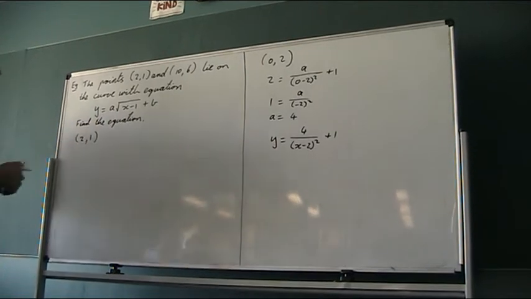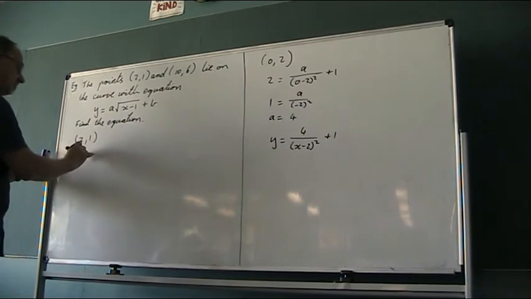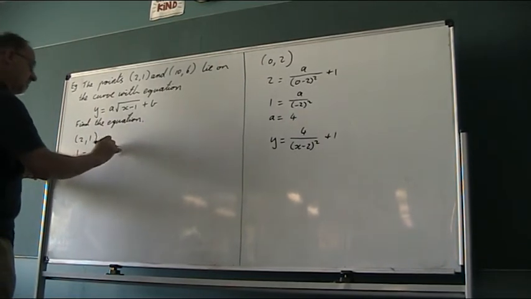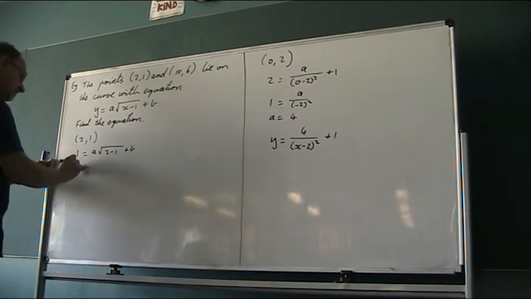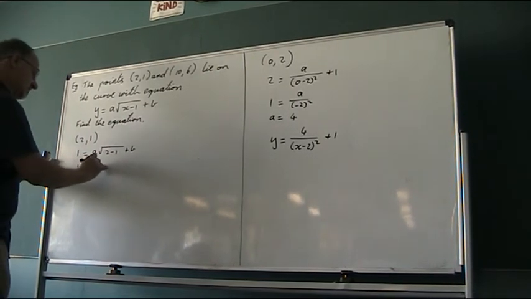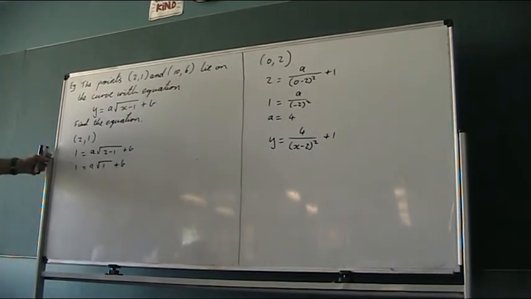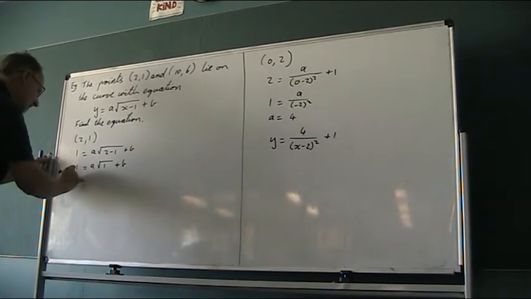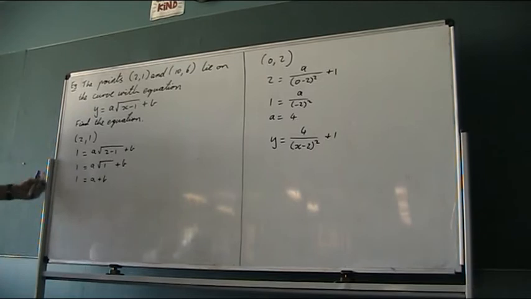We've got the numbers 2 and 1. We substitute them in there. We get that 1 equals a times the square root of (2 minus 1) plus b. So 1 equals a times the square root of 1 plus b. Square root of 1 is 1. So 1 is a plus b.